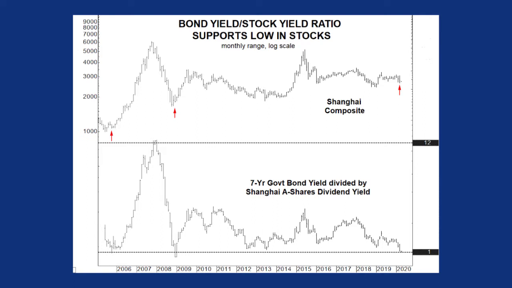The upper graph on the chart is the Shanghai Composite Index, and the lower graph is China's 7-year bond yield divided by the Shanghai A-shares dividend yield. Such bond yield-stock yield ratios can be useful information at important turning points in financial markets. In this case, the ratio supported our wave count for the Shanghai Composite, which indicated that Chinese stocks had passed a significant low in March 2020.